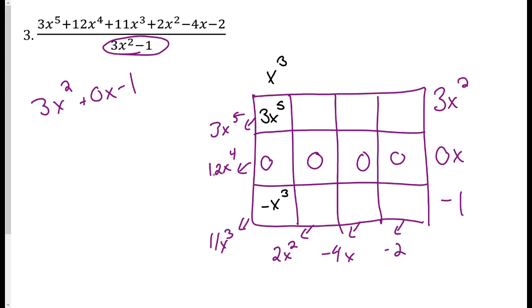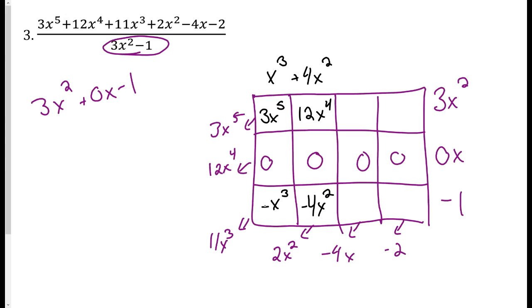What plus 0 had to give me 12x to the 4th? Well, that had to be 12x to the 4th. Now we ask ourselves, what times 3x squared gives me 12x to the 4th? Well, that's going to be plus 4x squared, because x squared times x squared is x to the 4th. Multiply through. 4x squared times negative 1 is negative 4x squared. Move over to the next open box in the top row.